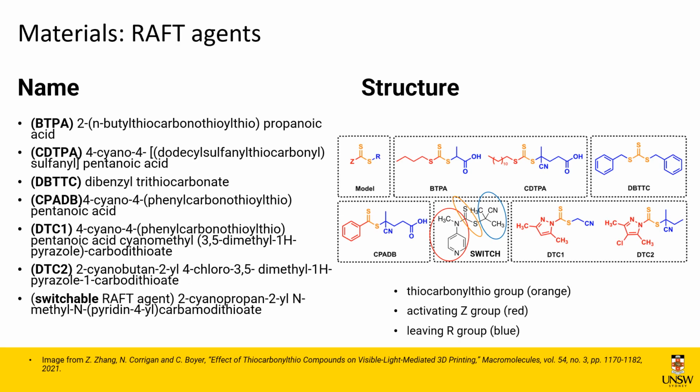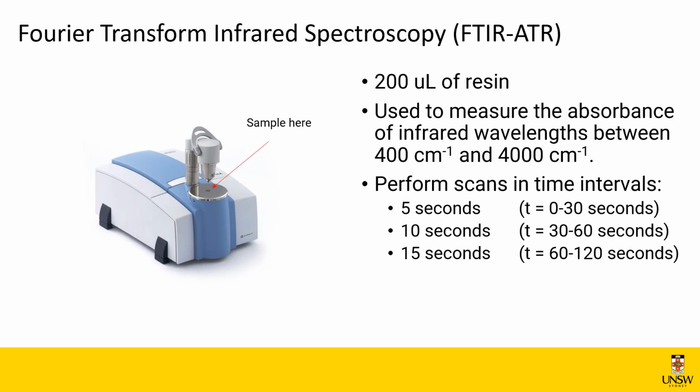The RAFT agents I worked with included BTPA, CDTPA, DPTTC, CPADB, DTC1 and DTC2, as well as a pH switchable RAFT, with the aim to test the effects of different activating and leaving groups on the structure of the printed objects. To begin, the kinetic study investigated the curing speed of RAFT polymerization.